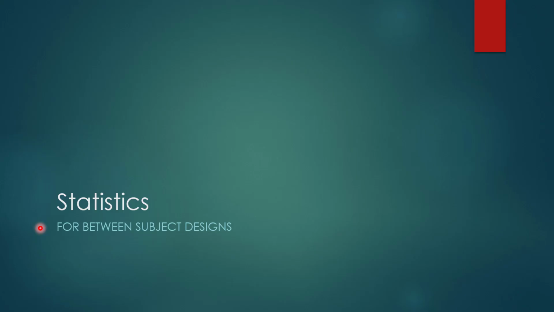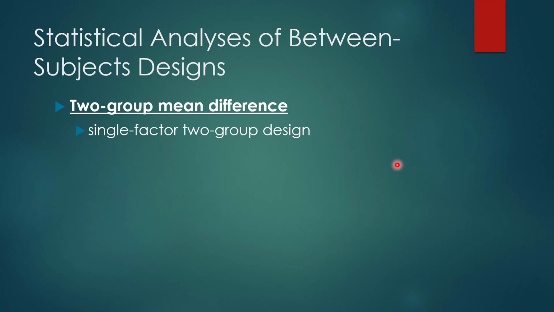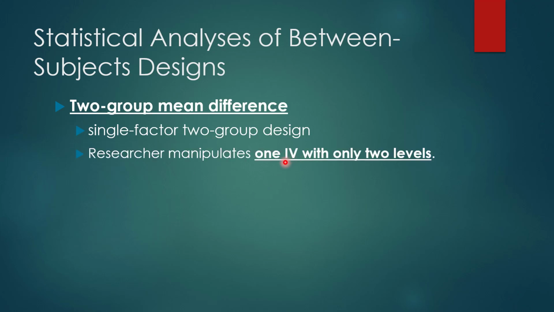This video is going to discuss the different statistical analyses we can do for between subject designs. So the simplest design we have is when you have two groups and you're comparing those mean differences. So this is known as a single factor two group design. In other words, the researcher is manipulating one independent variable or has one factor and it has two levels.